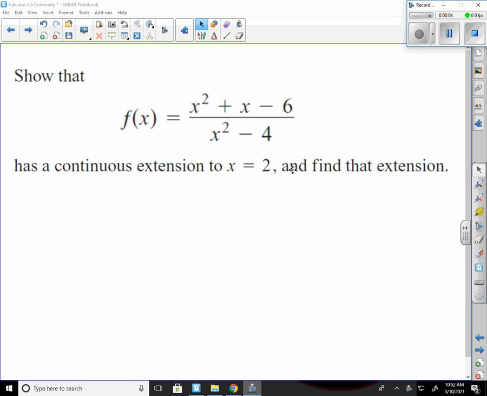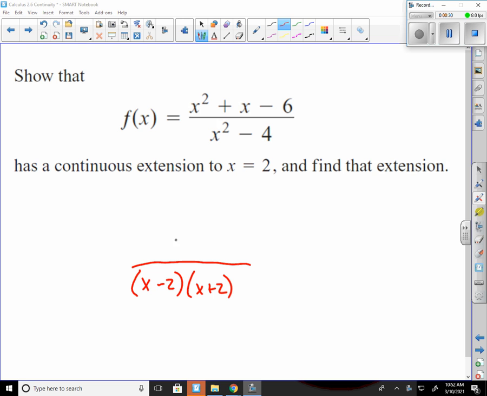Okay, moving on in our notes. This one is: show that there's a continuous extension at x equals 2 and find that extension. So what we're going to do here is factor the bottom out. That factors out to x minus 2 and x plus 2. On the top, I'm going to factor that out. That factors out to x plus 3 and x minus 2.